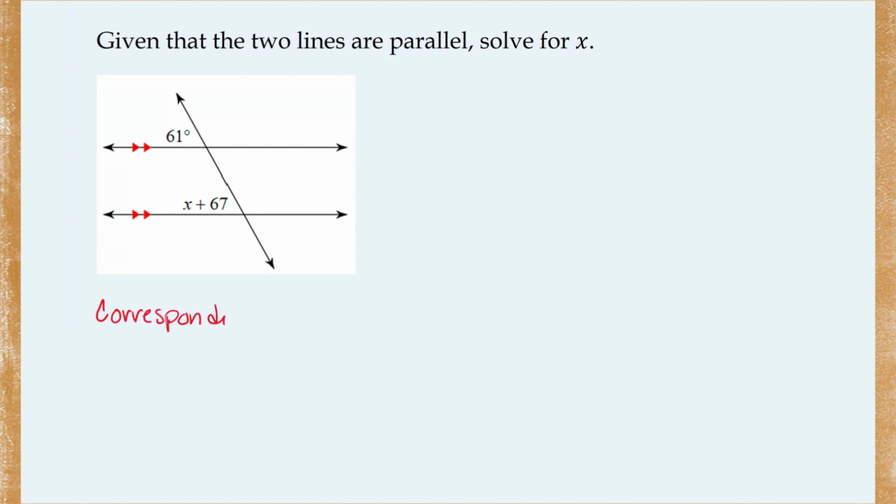So the two angles that they've given us are actually corresponding angles. They're in that same position if you look at your intersection. And corresponding angles are always congruent if our lines are parallel. So since they're congruent, I can set the two angles equal.